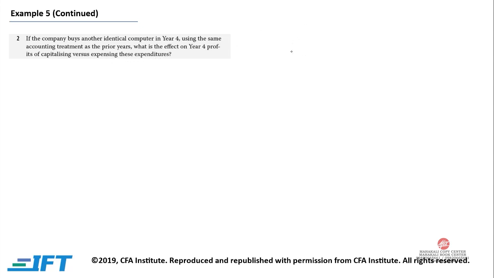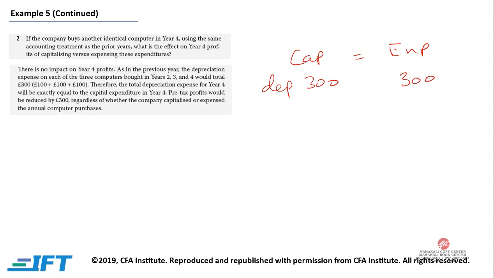Again, it would be the same. If you capitalize or if you expense, it would be the same. Why? Because at the end of year 4, the depreciation expense would again be $300 and the expense would be $300 over here as well. So there is no impact on year 4 profit, as in the previous year, from the depreciation expense on each of the 3 computers bought in year 2, 3 and 4.